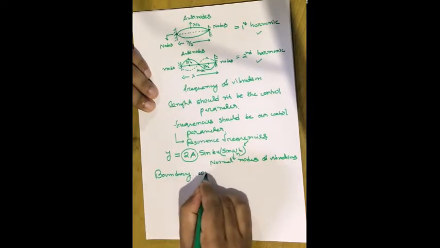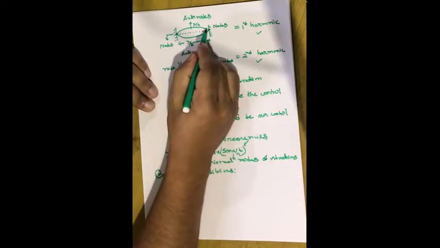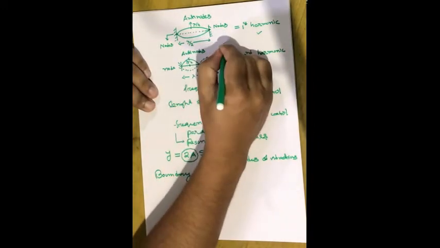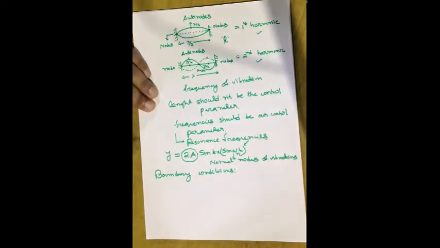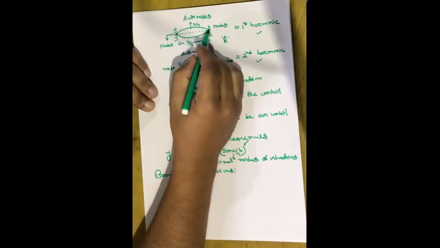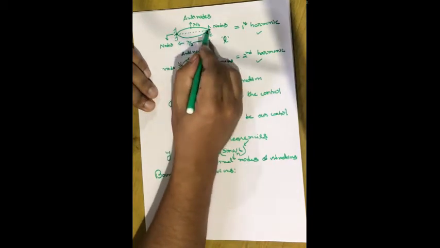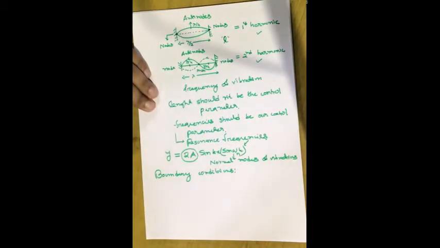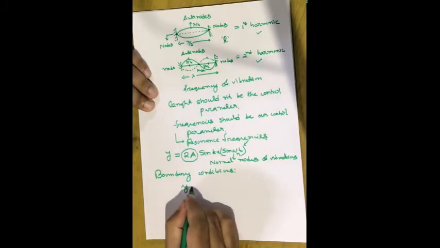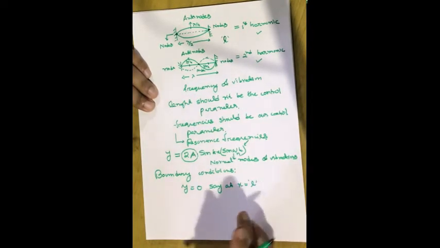The boundary condition is very easy to apply in the case of a fixed string, because both ends of the string are fixed. Suppose we take any arbitrary length L of the string. We don't know L, it can be 1 meter, 1 centimeter, it doesn't matter. When both ends of the string are fixed, the displacement of the string at these two points will be equal to 0, because these two ends are fixed and therefore the string cannot vibrate at that point. So this displacement y will be equal to 0, say at x is equal to L, where L is our length of the string.